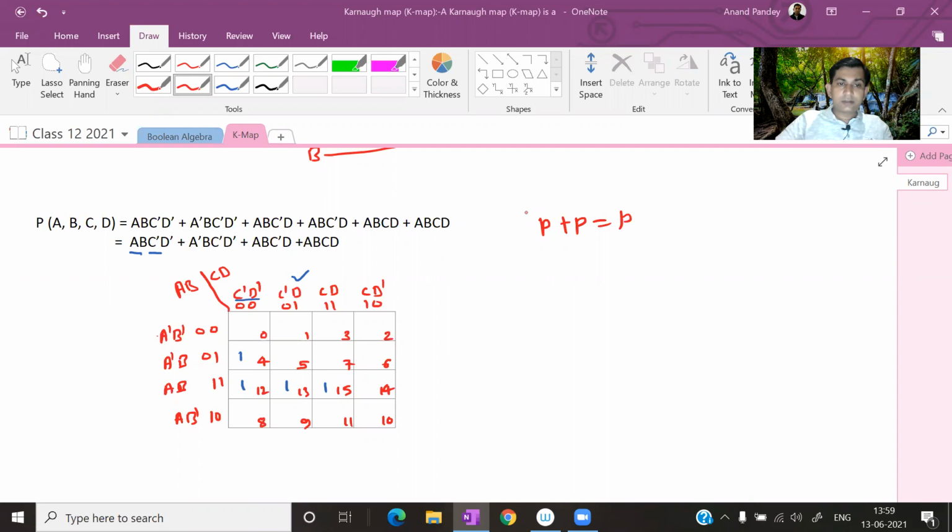And now you can draw the pairs here. There is a possibility of pairs. There is no possibility of quads and octets. So we can draw pairs here. One pair is this and one pair is this. Two pairs we have.